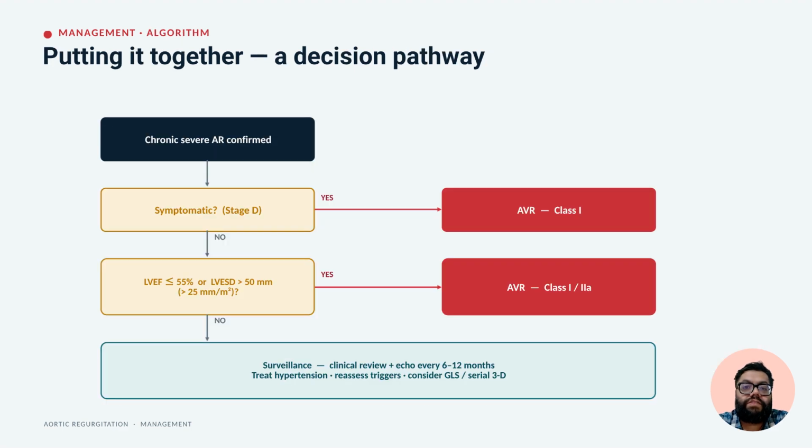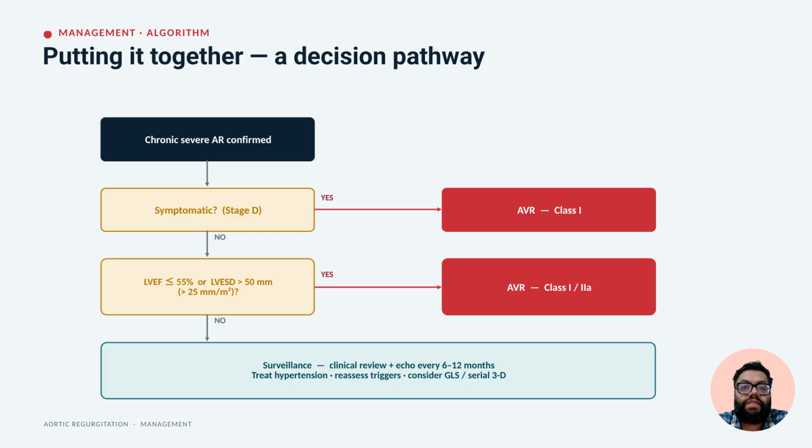Let us walk the whole decision as a single clean pathway because this is how it plays out in clinic. You start at the top with confirmed chronic severe aortic regurgitation. The first question is the simplest and the most powerful. Is the patient symptomatic, stage D? If yes, you branch straight to valve replacement, a class 1 indication, and you are done deciding.